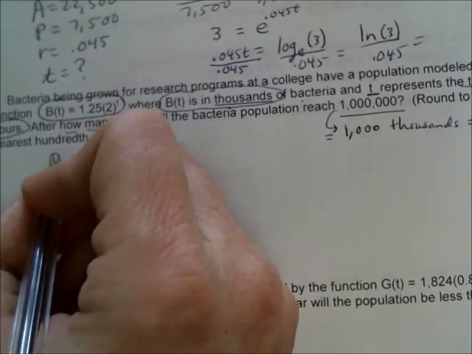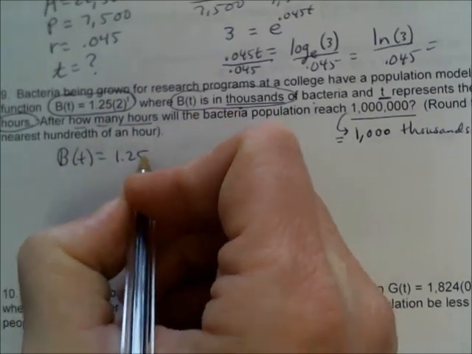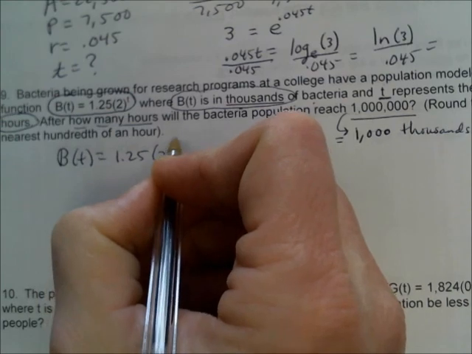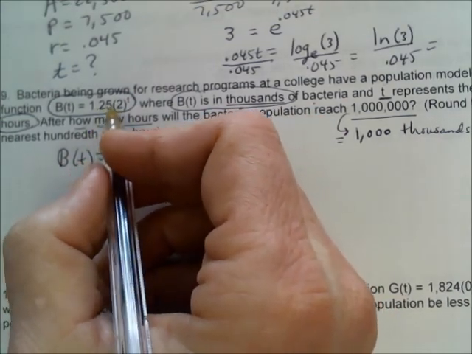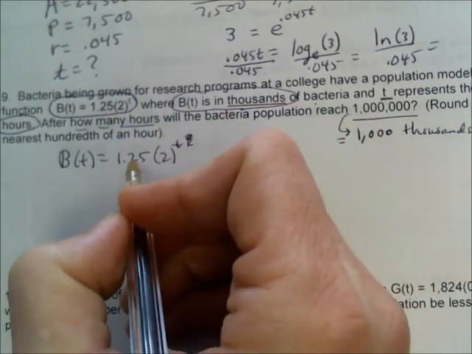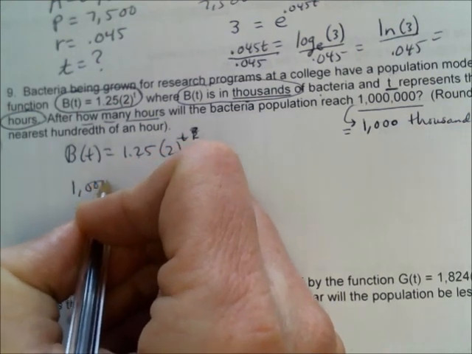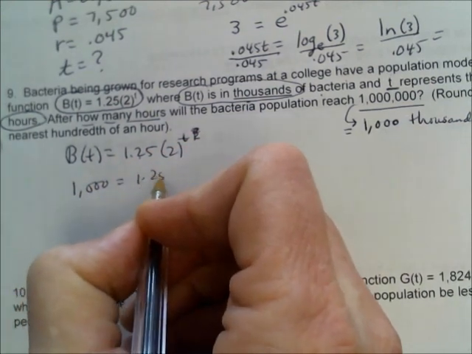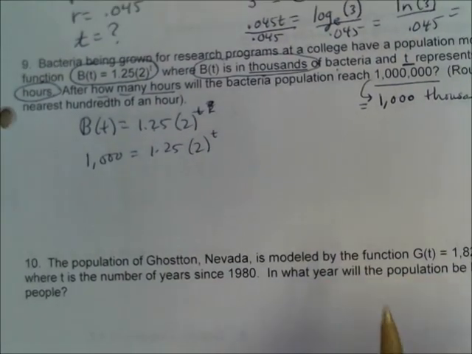So B of t is equal to 1.25 times 2 to the power of t. Remember, don't ever multiply 1.25 times 2 because this 2 is a base, and you don't multiply the coefficient times the base. B of t is 1,000, so 1,000 equals 1.25 times 2 to the power of t. Now we're going to have to solve this for t.